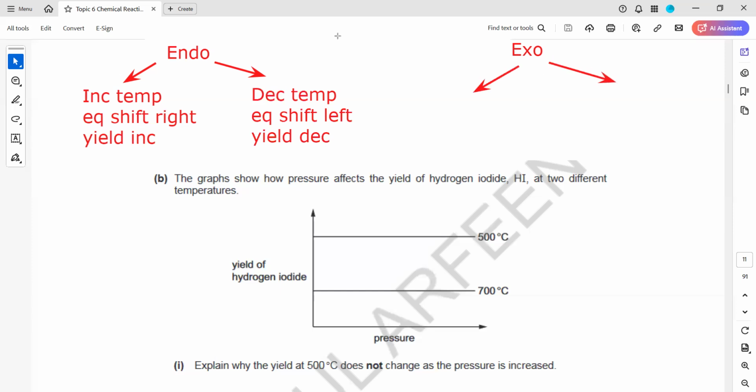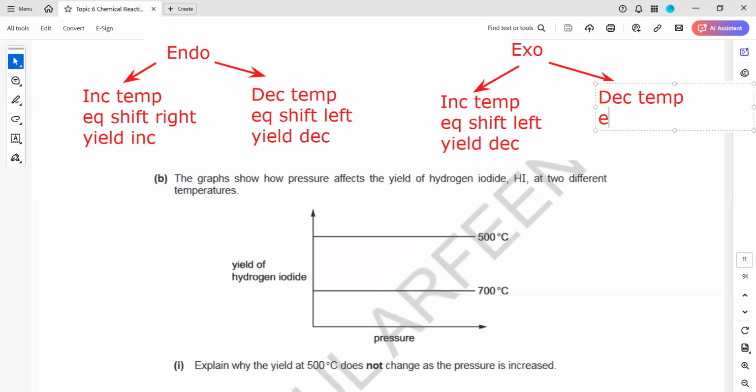For exothermic reactions, if we increase the temperature, where will the equilibrium shift? Left. And what will happen? The yield will decrease. And if a reaction is exothermic, if we decrease the temperature, the equilibrium will shift towards the right. And what will happen to the yield or amount of product? It will increase. So this is a rule, because the reaction type is fixed, it will not change. Either a reaction will be endothermic or exothermic.